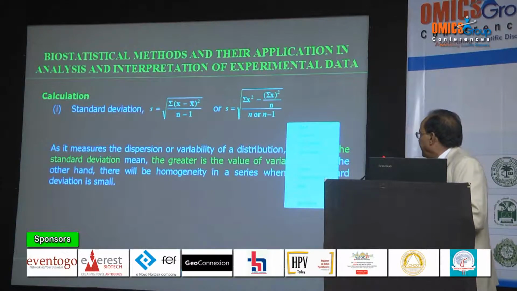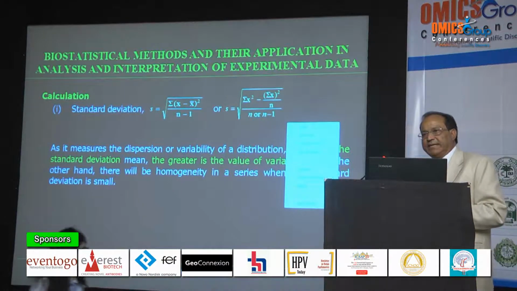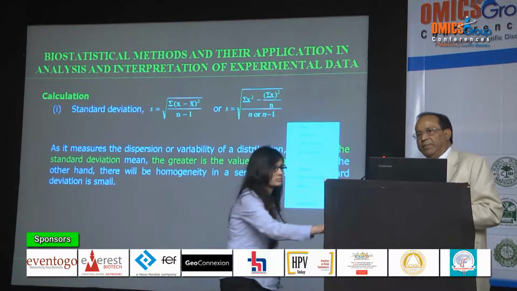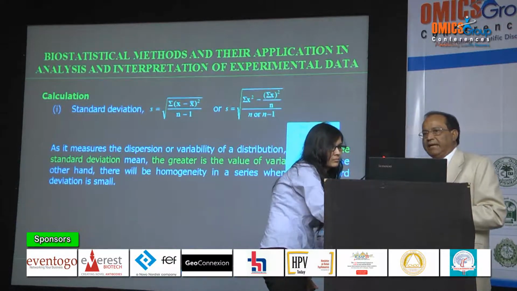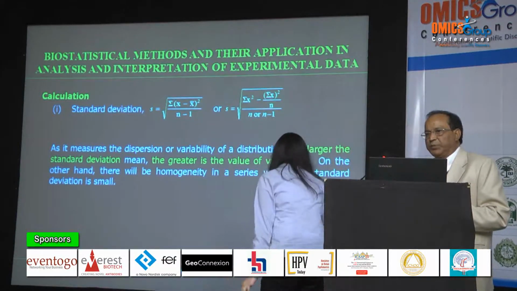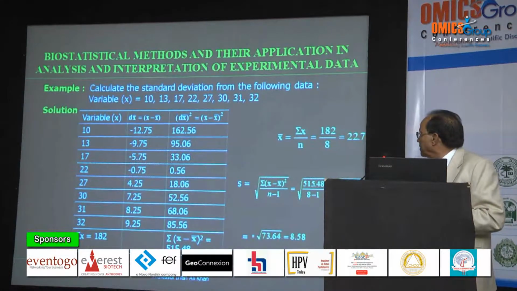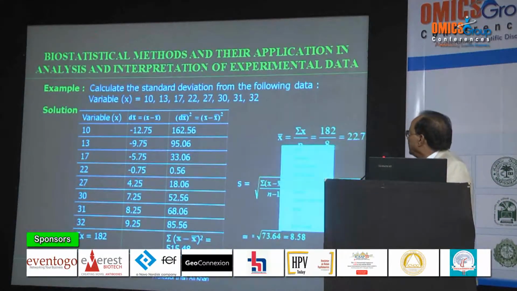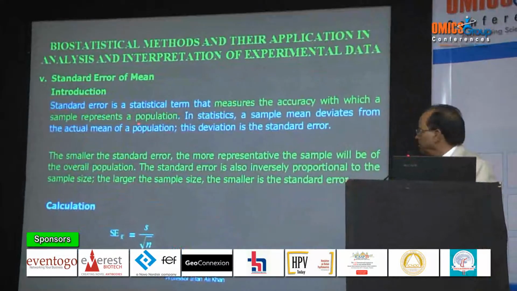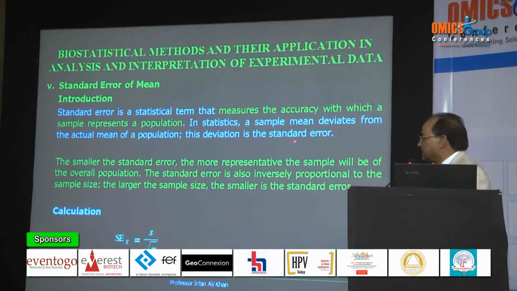The greater the value of the standard deviation, the more variability there will be in the population. That will not be good for a scientist to proceed with the same findings. You see the example here. We have seen this. This deviation is the standard error.